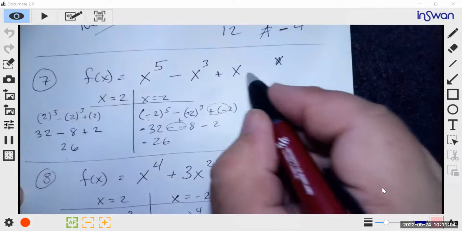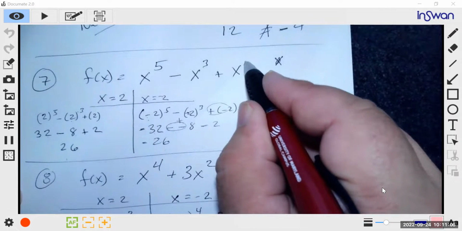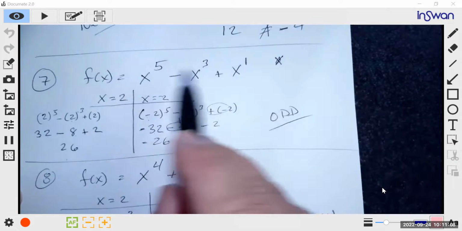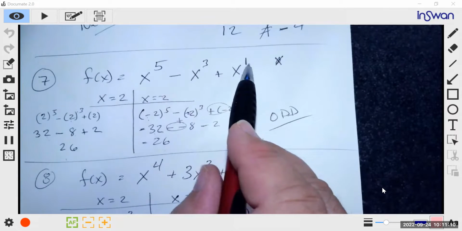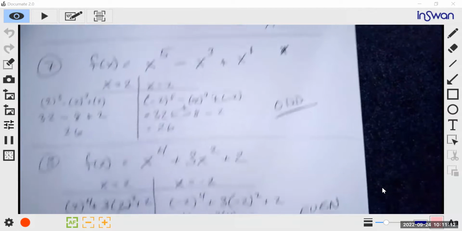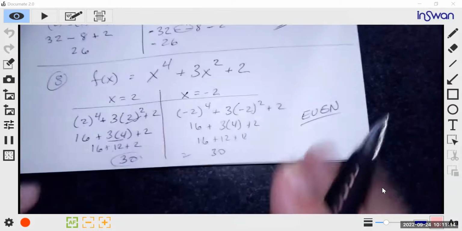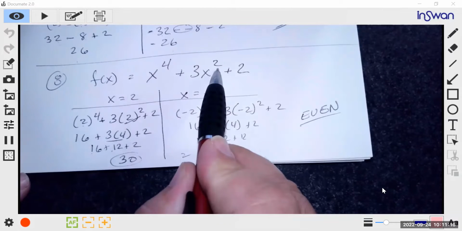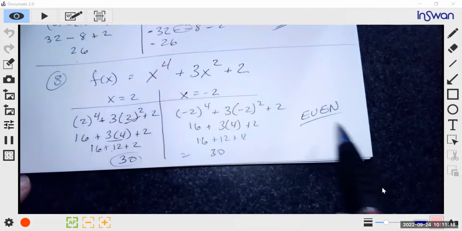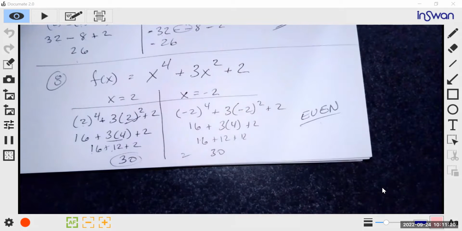These are all odd. What's this power? To the one. Yeah, so it's 5, 3, 1. Those are all odd exponents, so they're all odd. All even and a constant, it's going to be even. So that's a shortcut you could do. That's amazing. I know. It'll save you from doing the work.